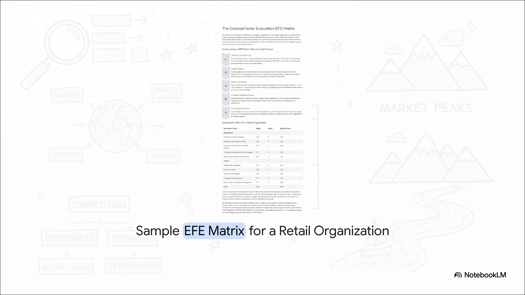But notice the stark contrast in their operations. They have a massive strength capitalizing on e-commerce adoption, earning a superior rating of 4. But then look at supply chain disruptions. They are highly vulnerable there, scoring a miserable rating of 1. The EFE matrix pinpoints exactly where your strategic attention is urgently required.